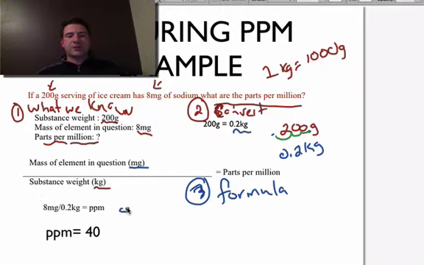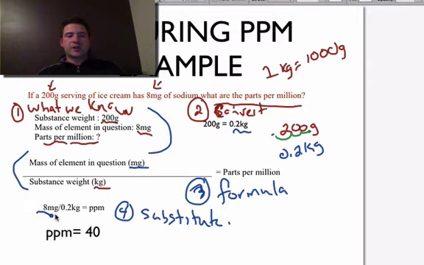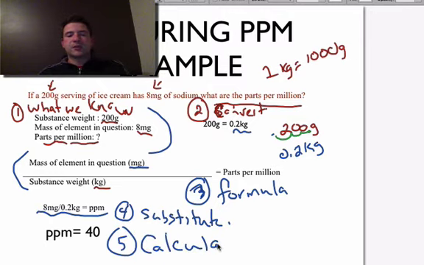Now the fourth step is substitute. We're going to take what we know, these values right here, and substitute them into the equation right here, and that's what we get: parts per million equals 8 milligrams divided by 0.2 kilograms. And then the fifth step is called calculate. We're going to make our calculations here and determine our answer. That's step 5, and we get parts per million equals 40.